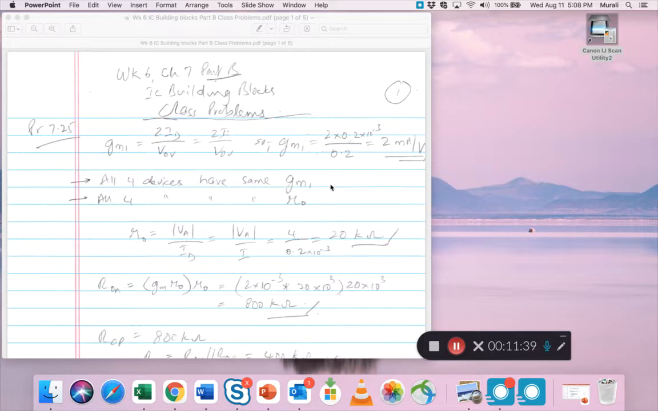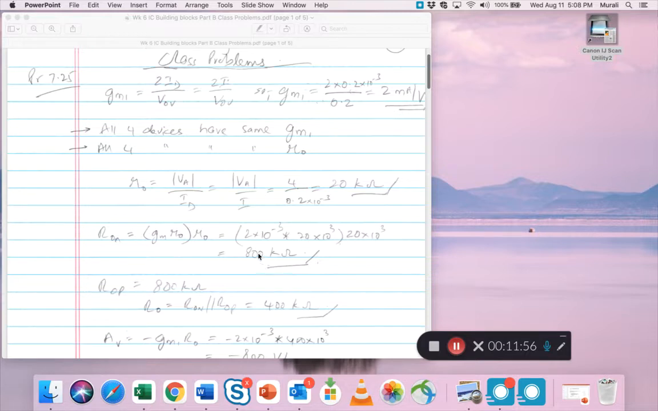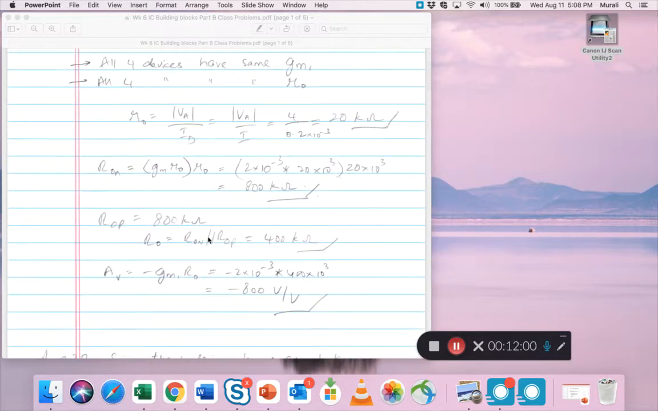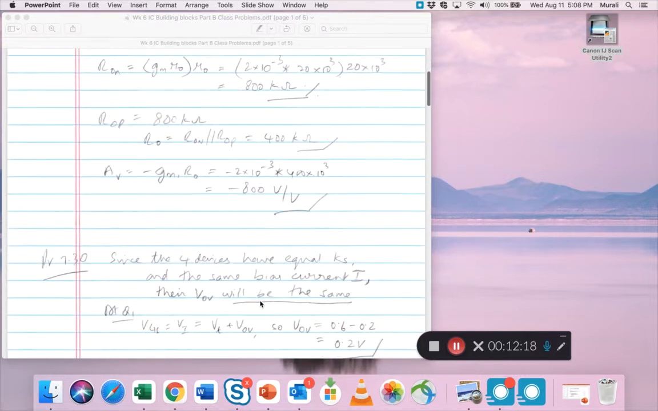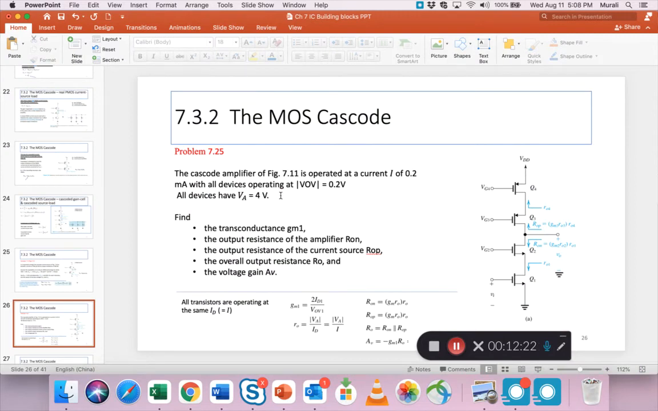Now all 4 devices have the same GM, because they all have the same I. All 4 devices also have the same RO, because they have the same VA and the same I, so they all have 20 kilo ohms as the RO. RON, with this formula, is 800K. ROP, also the same formula, you get another 800K. So RO equals 400K, the parallel combination. Hence gain is minus 800. Pretty straightforward application of formulas, but make sure you do this for practice yourself so that you get familiar with the formulas and the various parameters like GM, RO, RON, ROP, and all that.